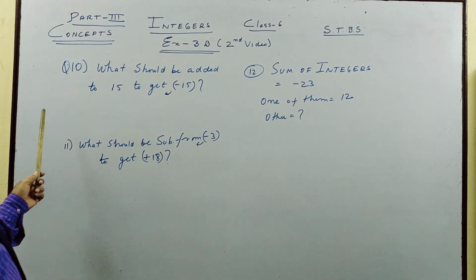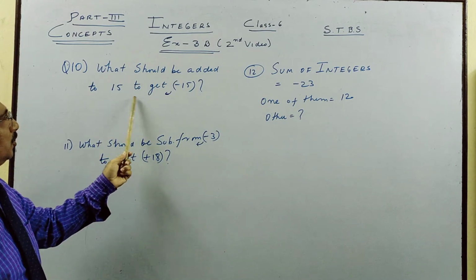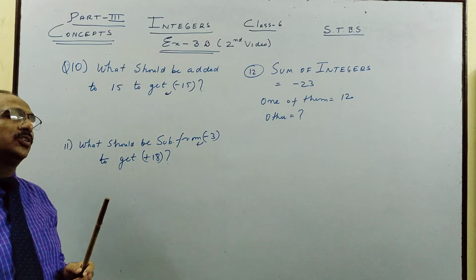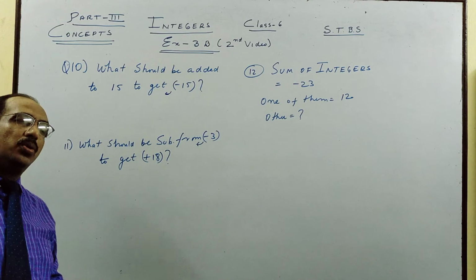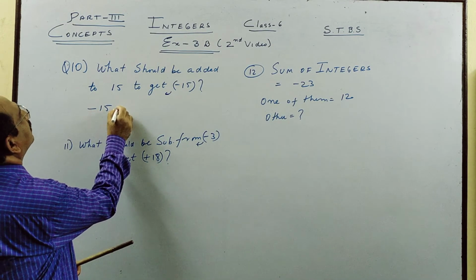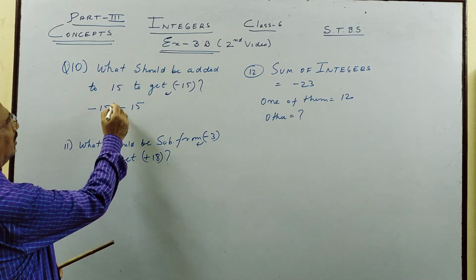Now we take, after question 8, question 10. What should be added to 15 to get minus 15? So what should be added to 3? Take another example, to get 10. So what do we do? We do 10 minus 3. Okay, what should be added?